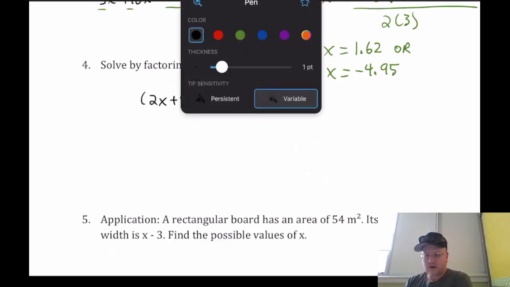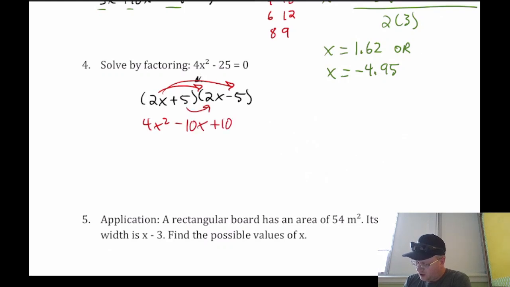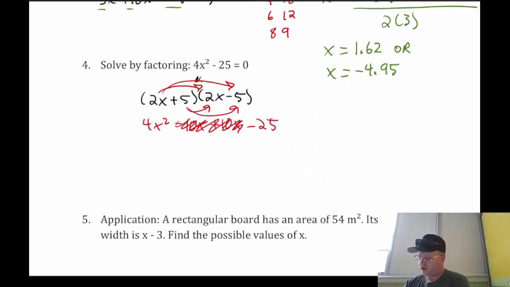If you're ever not sure about your factors, you can always go back and double check by re-expanding. So using our double distributive property, or you may have seen the term FOIL as well to remember this. 2x times x, 4x squared. 2x times negative 5x, negative 10x. 5 times 2x, positive 10x, so those middle terms are going to cancel out, minus 25, which is what we originally started with. So that's just confirmation that we did it correctly.